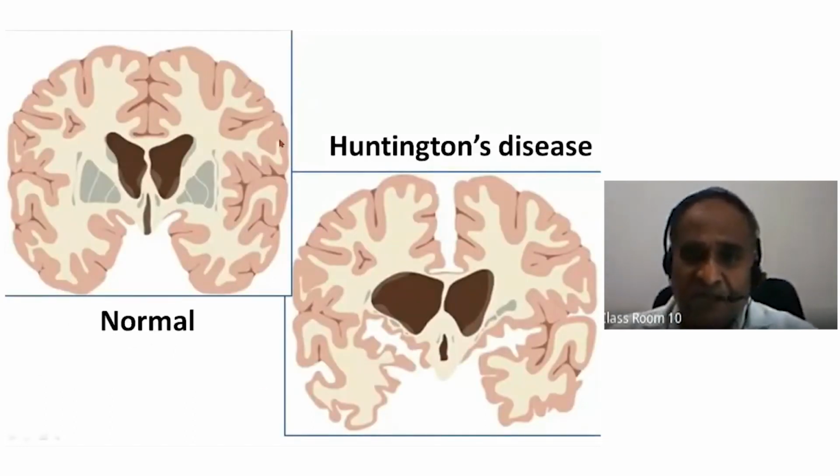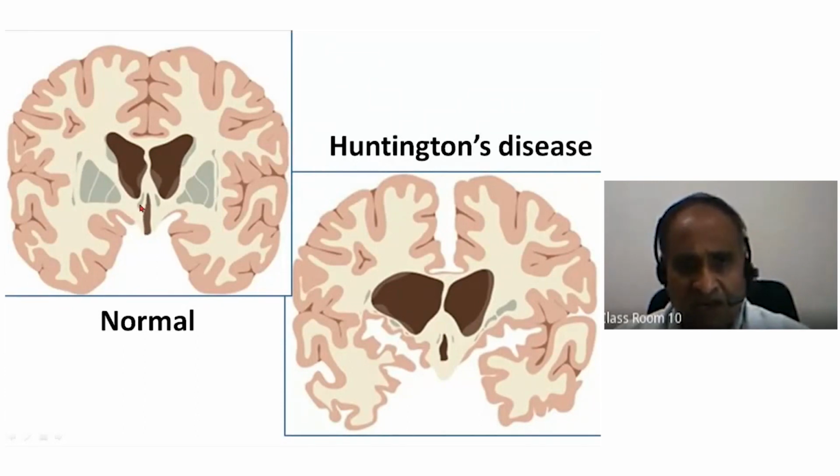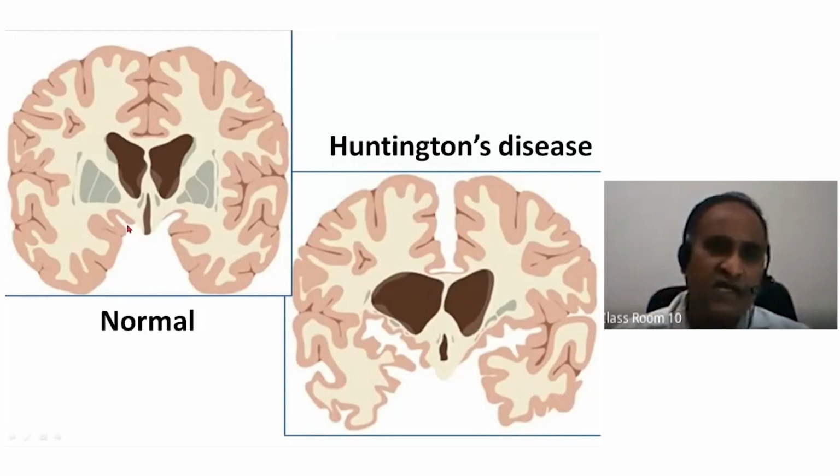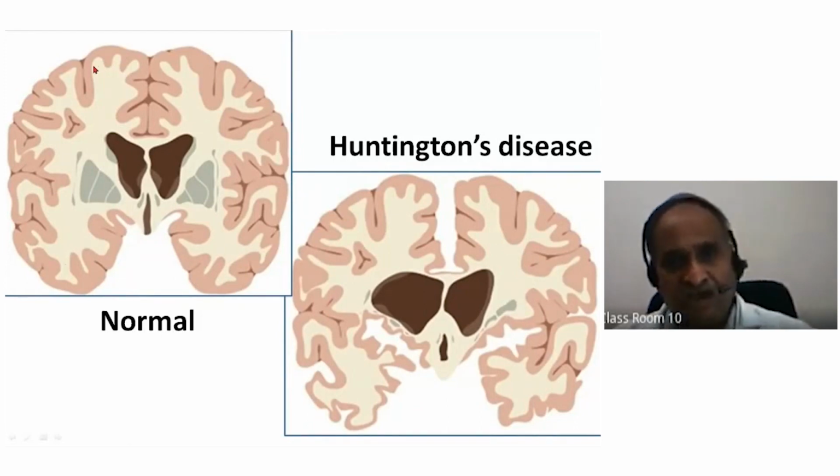Now, here is a picture of the coronal section of the brain, wherein we see a normal brain. You see the thalamus, then this is caudate nucleus. This is caudate nucleus. This is putamen. This is globus pallidus externa. This is globus pallidus interna. This is claustrum. This forms the internal capsule. And we have a subthalamic nucleus here. Somewhere here you get the substantia nigra. This is the normal picture of the brain.